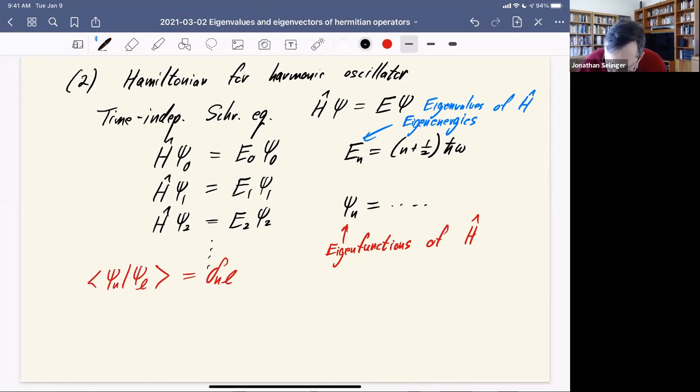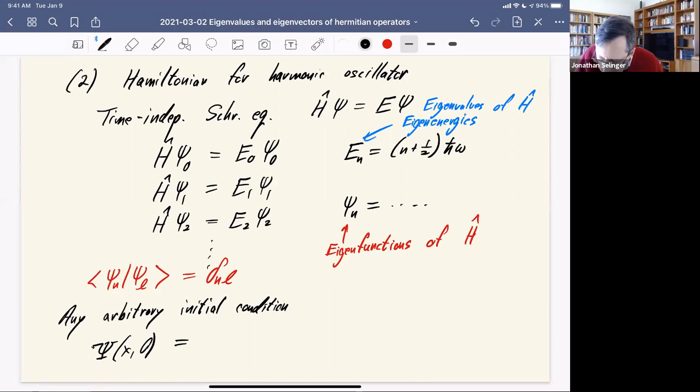And so once again, with any arbitrary initial condition, we could say that psi of x at zero is a sum of a coefficient times the psi n of x, right? And, you know, at the time, I pretended like I was surprised. I pretended like, oh, good luck. These are another set of orthonormal functions. So we get to use the Fourier series trick again, right?